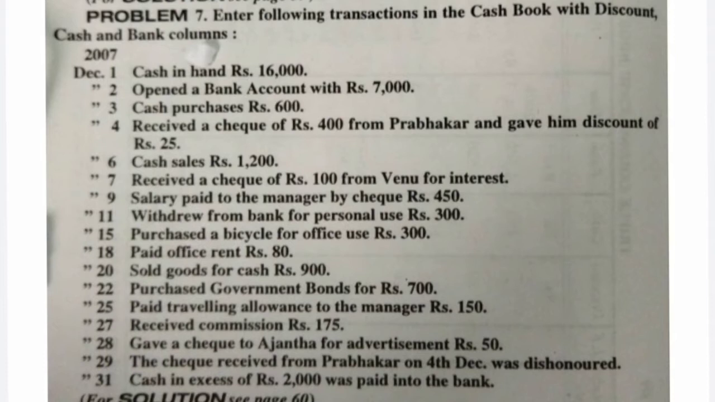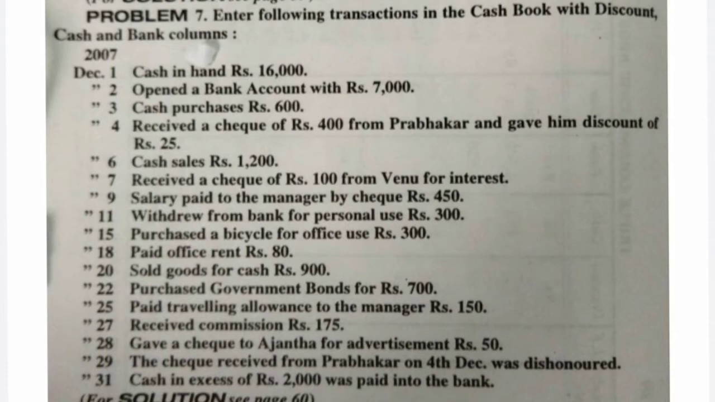We need to reverse this entry exactly as we recorded it earlier. Previously we debited the bank and discount allowed. Now we need to credit the bank and discount allowed on the credit side. And Prabhakar we credited earlier, now we need to debit Prabhakar. We are just reversing the previous entry because the check got dishonored.